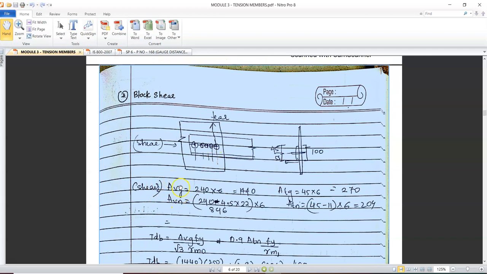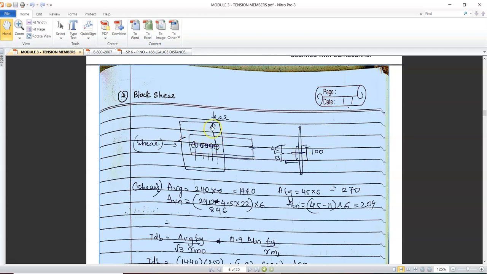So that is why, when you refer to the formulas, they give four new terminologies: AVG, AVN, ATG and ATN. AVG stands for gross area in shear, AVN for net area in shear. This becomes the shear area from this edge to the center of the bolt, which is 240. And the net area will be this length into this length minus bolt holes: 1, 2, 3, 4 and half of this, because we have taken only the center. And tension will be from the center of the bolt hole to the toe of the angle.